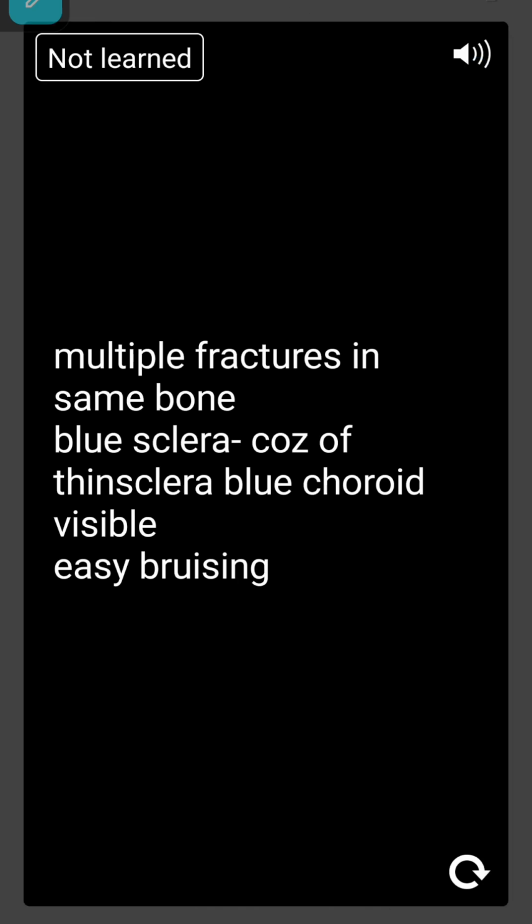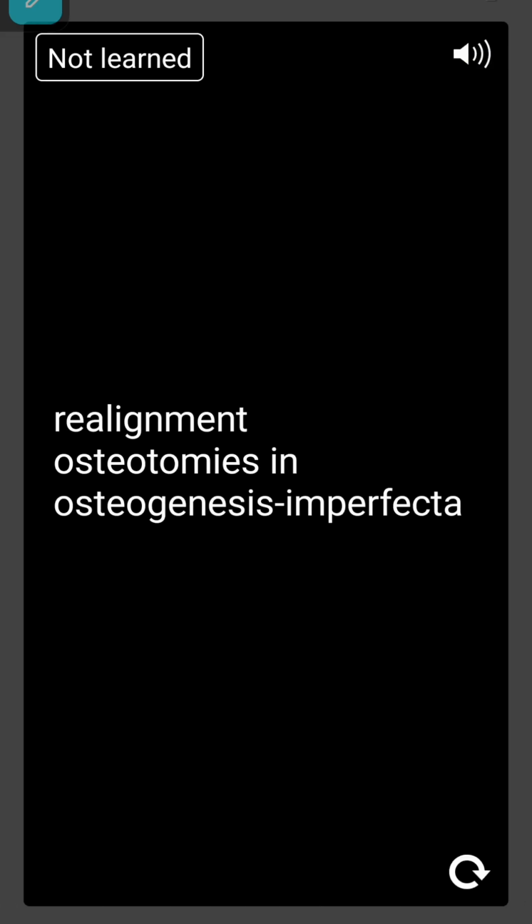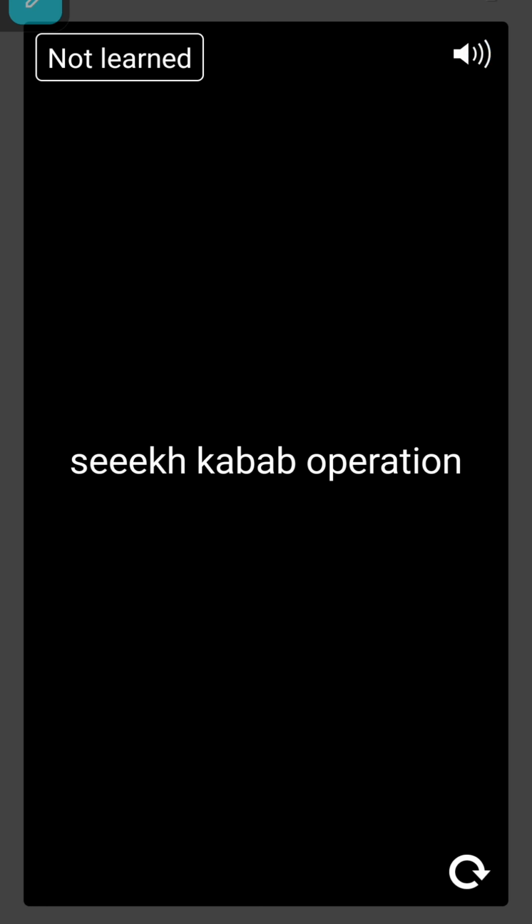Clinical features of osteogenesis imperfecta: multiple fractures in the same bone. Blue sclera, because of thin sclera, blue choroid is visible. Easy bruising. Realignment osteotomies in osteogenesis imperfecta: Sofield operation, also called the kebab operation.